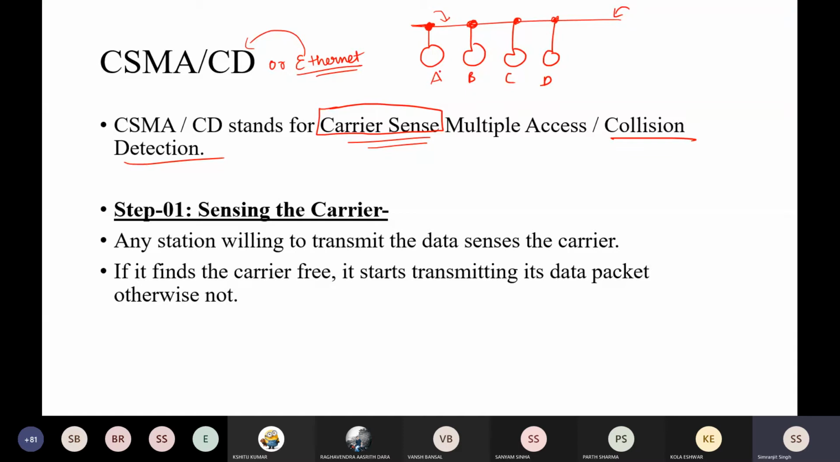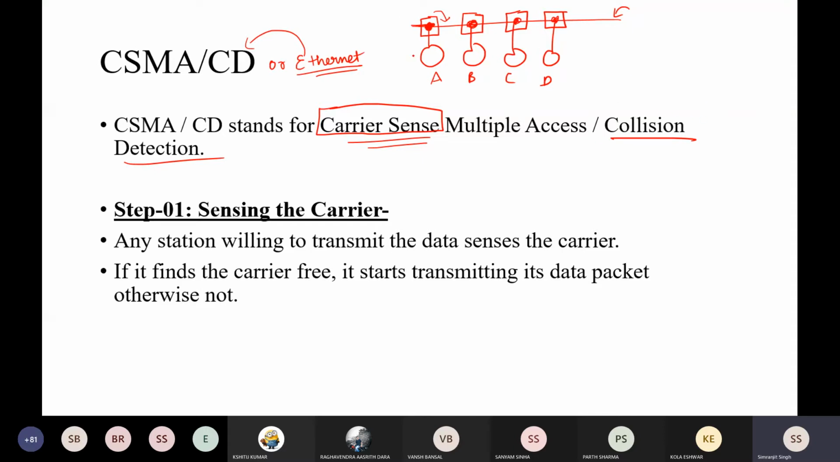If this A could access the whole wire, then it would definitely know whether any other station is transmitting any other packet. But unfortunately it can only sense this much amount of area. This particular station can only sense this much area, and this particular station can only sense this much area. So that is some disadvantage here. That is why they have given collision detection.